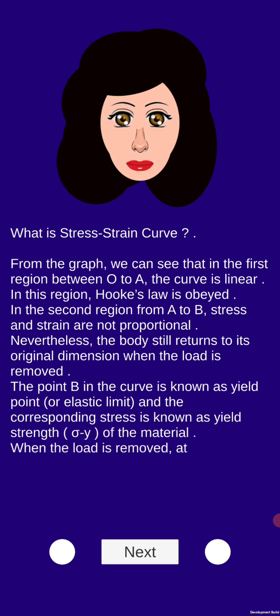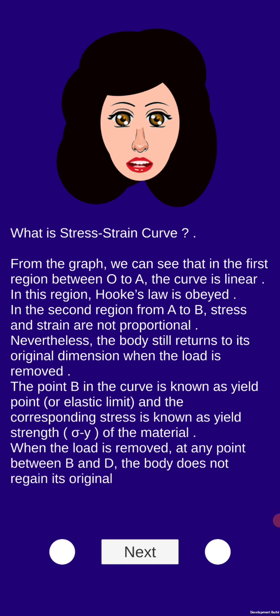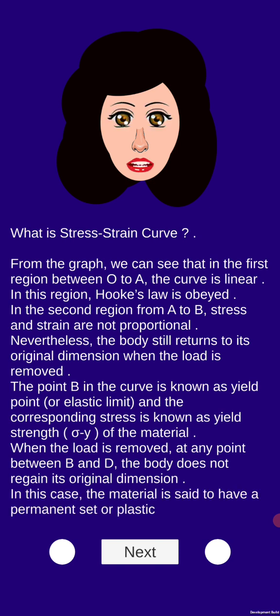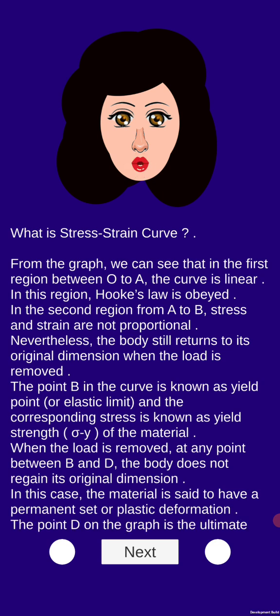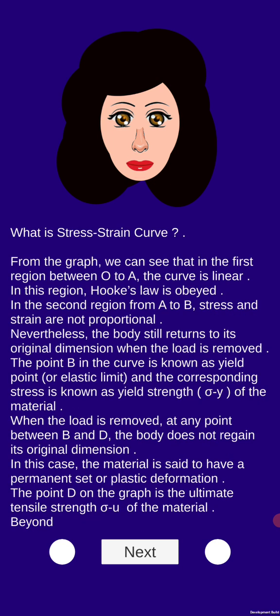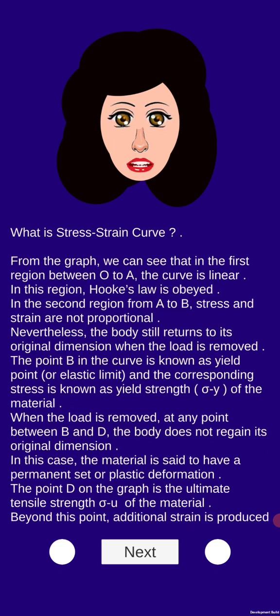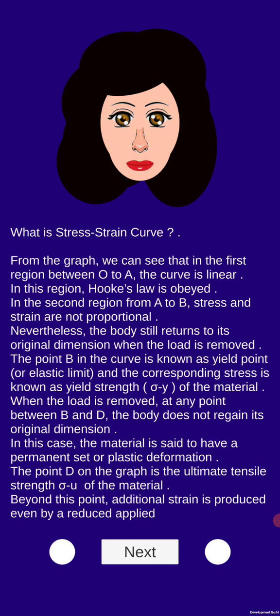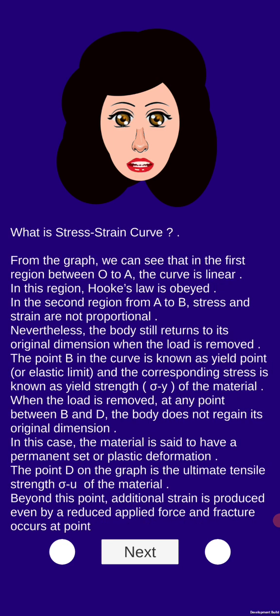When the load is removed at any point between B and D, the body does not regain its original dimension. In this case, the material is said to have a permanent set or plastic deformation. The point D on the graph is the ultimate tensile strength sigma u of the material. Beyond this point, additional strain is produced even by a reduced applied force, and fracture occurs at point E.